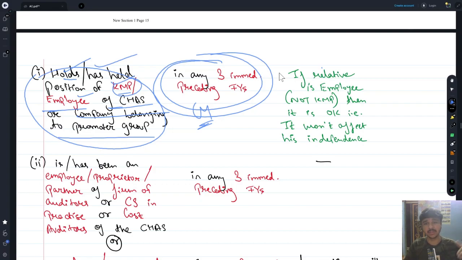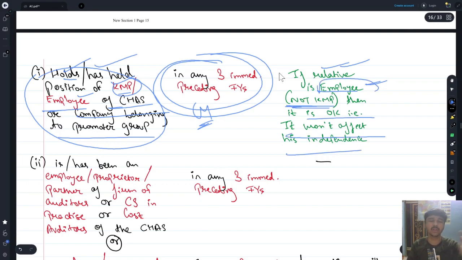But a relative, he's doing some job in Reliance, man. You cannot tell him, I want to be an independent director, please resign. He will not resign. So for a relative, SEBI LODR says that if the relative is an employee, not KMP, only an employee, then it is okay. It won't affect your independence.